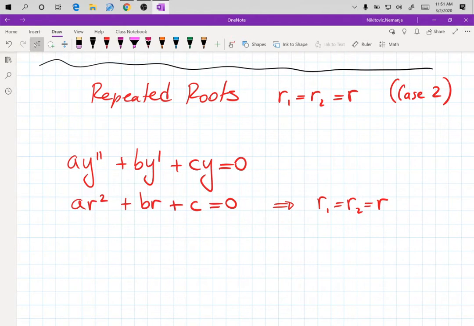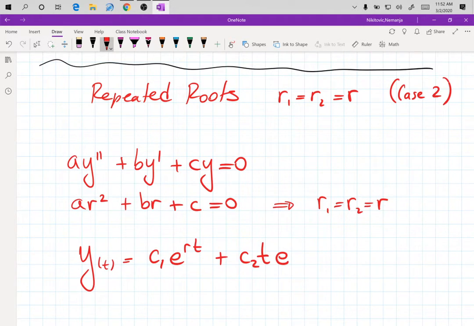And for the second outcome, because they are linearly dependent, you will multiply the second one, or you can do the first one as well, by an independent variable. So the solution over here will be y of t is equal to c1 e to the rt plus c2 t e to the rt. So this t is new. There you go. So this is what we have.